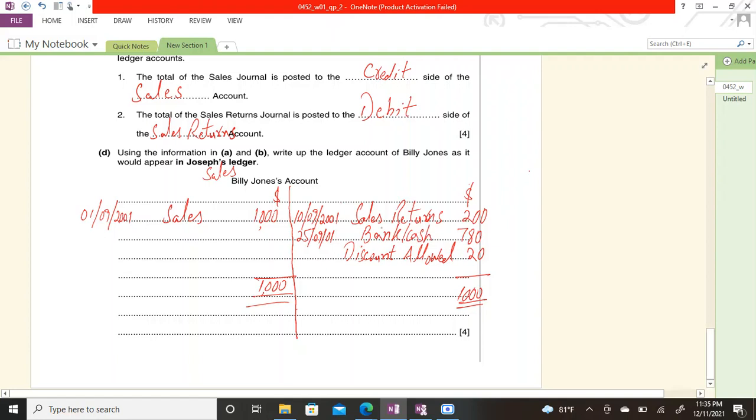Similarly, for this part D, if we have to do the journalizing, I am doing it for you here. Let's say debit and credit. So my first entry will be this one for the sales. Account receivable, also called debtor. The seller is recording these entries. Account receivable Billy debit 1000 and sales credit 1000.